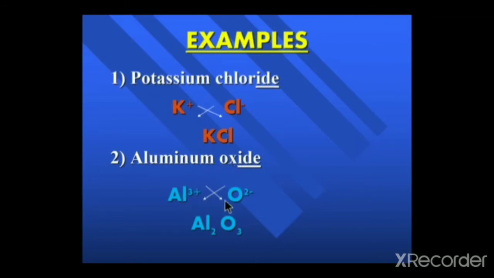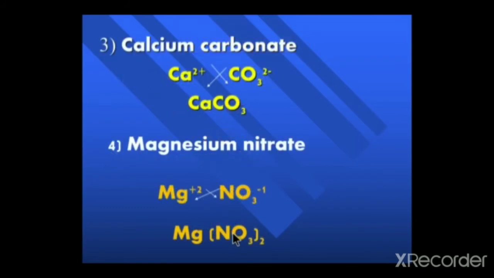Next is aluminium oxide, Al3+ and O2-. After crisscrossing the valencies, this 3 will come at the bottom of oxygen and this 2 will come at the bottom of aluminium. Here there is no common factor, so it will remain as Al2O3. Next is calcium carbonate. Calcium is Ca2+. Now here we have used a polyatomic ion or the radical carbonate. We can, students, here cancel the charges +2 and -2, so that the formula comes out to be CaCO3.